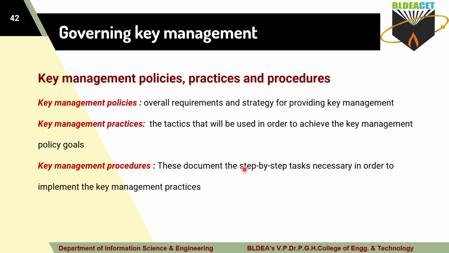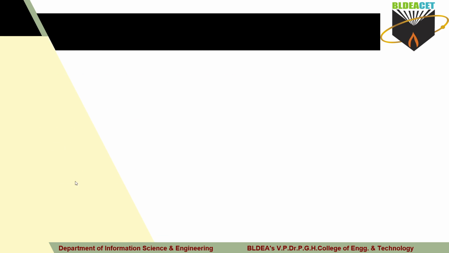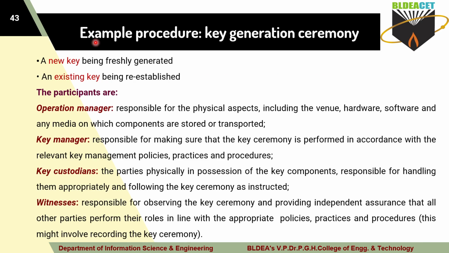And key management procedures. These are the documents, the step-by-step tasks necessary in order to implement the key management practices. So here you are following the tactics, and you have to follow step-by-step tasks to fulfill that or to reach these policy goals. That is what we call key management procedures. Here is one example of a key procedure: the key generation ceremony.